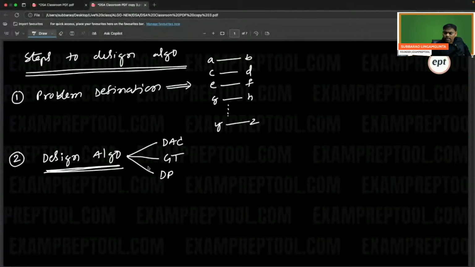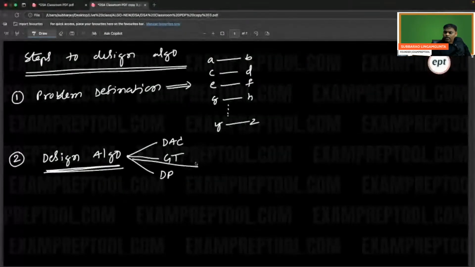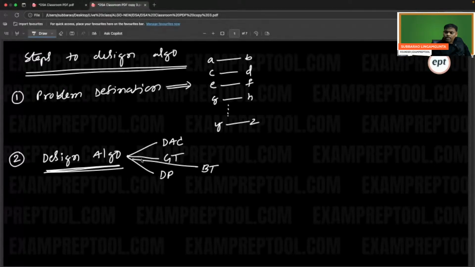So there is backtracking also. There is branch and bound also. Divide and conquer is one designing technique. Greedy is one designing technique. DP is one designing technique. Backtracking is one designing technique. Branch and bound is one designing technique. I can say they are the supersets, and some more subsets are there in this.